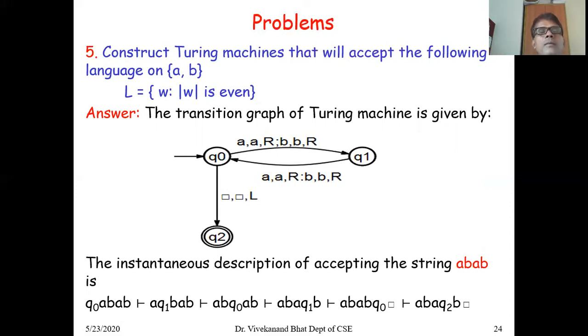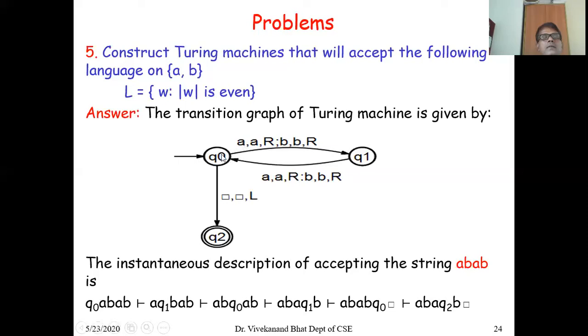Construct the Turing machine that will accept the following language on the alphabet {a, b}: L = {w : |w| is even}. The transition graph of the Turing machine is given. If you remember how to design a DFA for this language, you can easily design a Turing machine for it. Here we have 5 transitions.